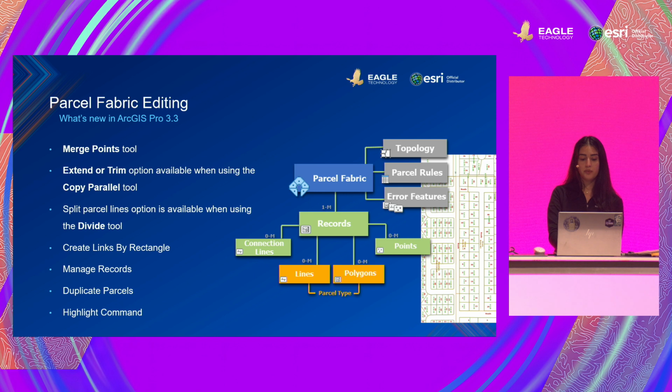Attachments can be added to parcel records in the Manage Records pane. Attachments must be enabled on the Records feature class for this functionality to be available. Field mapping is enabled for the duplicate parcels command, and it can be used when duplicating parcels to different parcel types that don't have matching schemas. And last, the highlight command can detect gaps or overlaps on multiple visible parcel types at the same time.